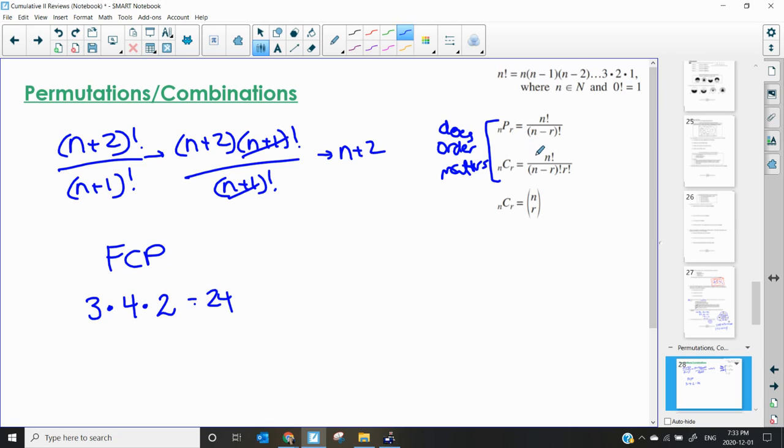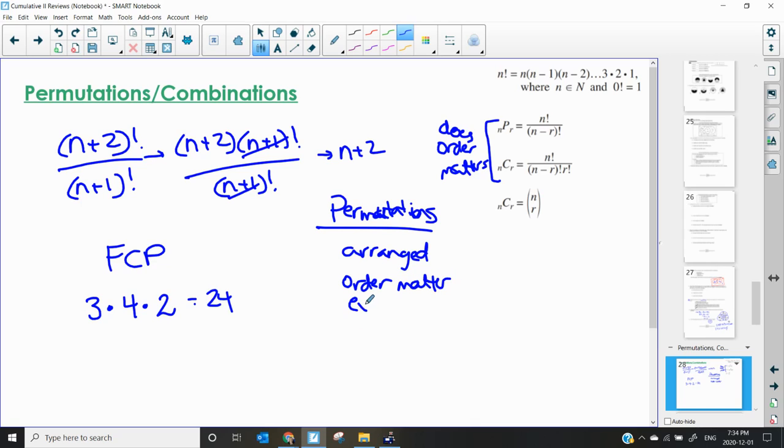Quite often with multiple choice, you're not asked for the final answer, but instead you're asked for a step in the process. Now, some key words. If I'm looking for words that tell me something is a permutation, we've got keywords like arrangement or arranged. We're talking about order mattering. We might see something about an executive committee. We might see something about different prizes or different placings.